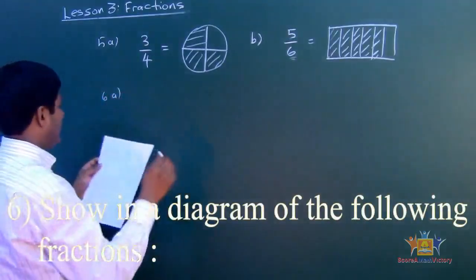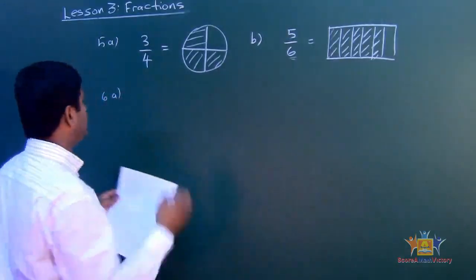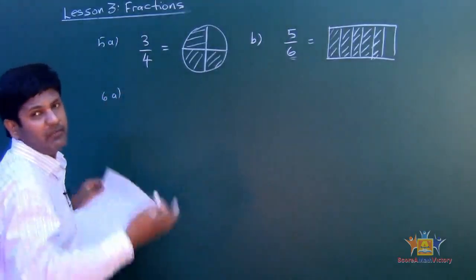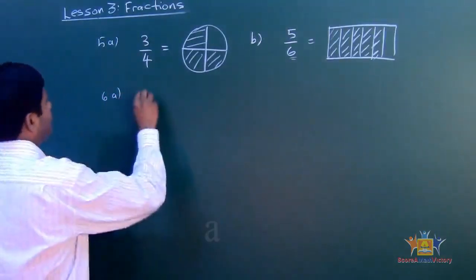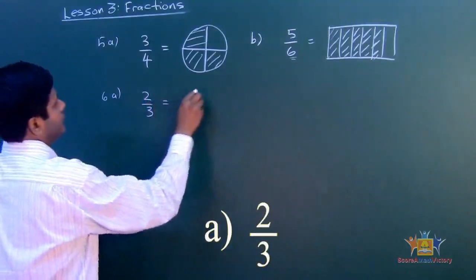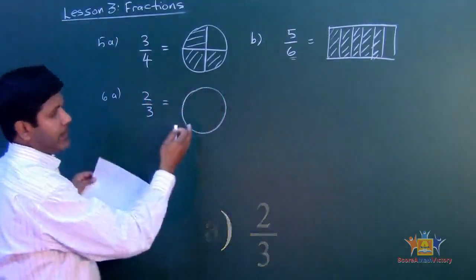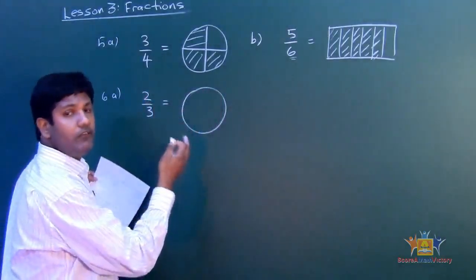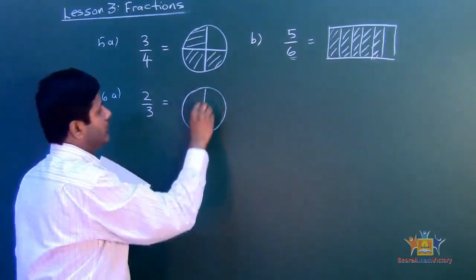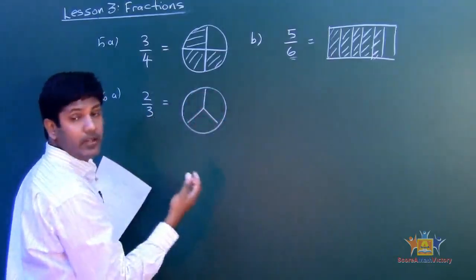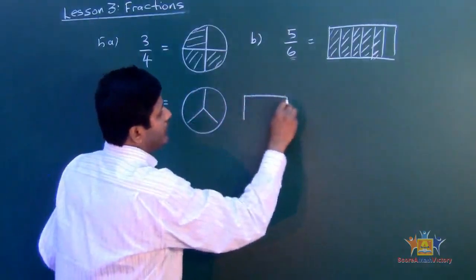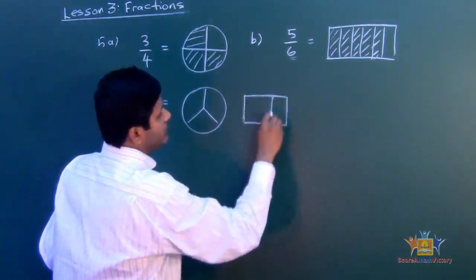Okay, let's look at problem number 6. 6a. Show in a diagram the following fractions. This time they want you to show it in the form of a diagram, so you can draw anything. So let's say 2 over 3. I can put a circle, and I have to break this into how many parts? Very good, 3 parts. Now, you don't necessarily have to do a circle. You can also do the rectangle. Just break it into 3 parts.